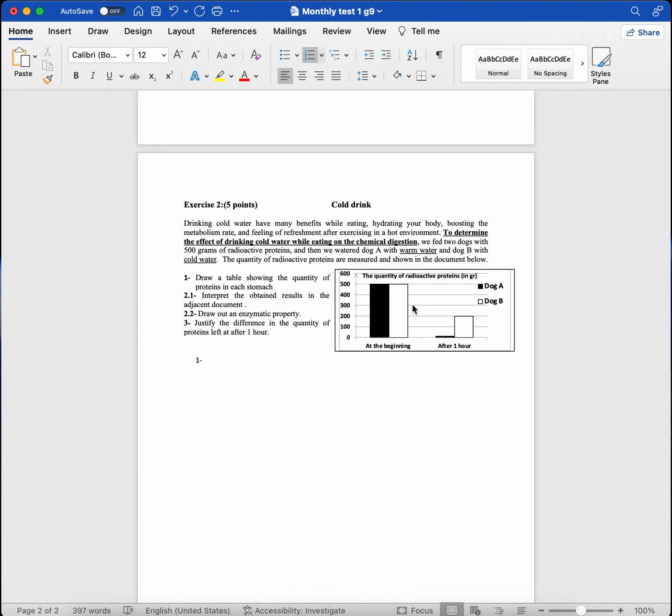Okay. فإذا here I'm measuring the quantity of what? Of proteins بقلب الستومك.